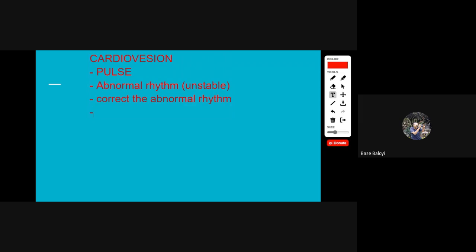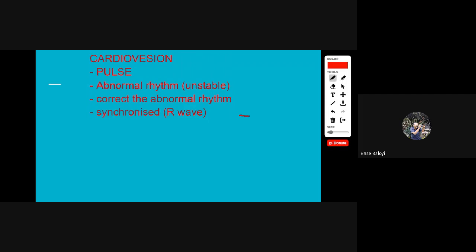Remember, when we talk about cardioversion, it's not just cardioversion, but we use what we call synchronized cardioversion. And when we talk about synchronized cardioversion, we are saying that we are synchronizing the cardioversion to the R waves.